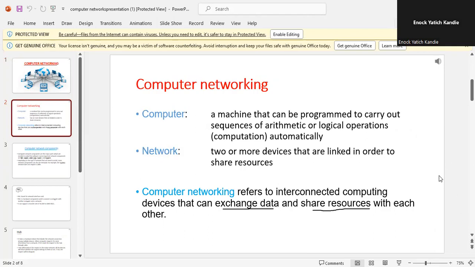Are we together? Yes, madam. We are together. We are together, all right.